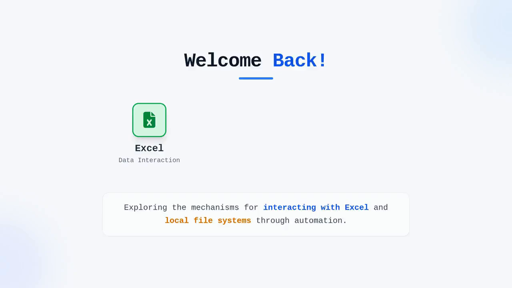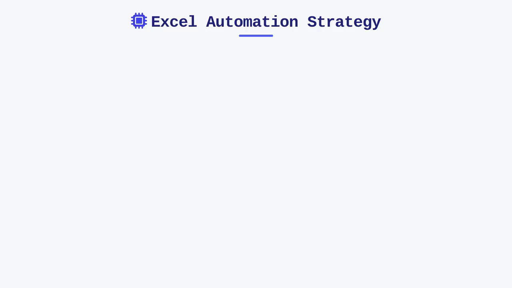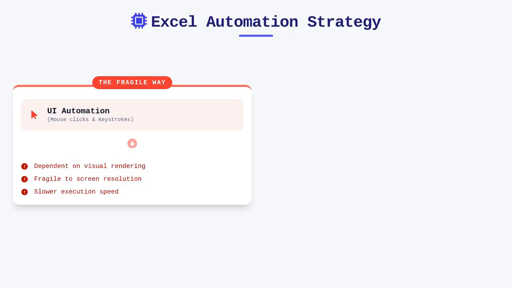Welcome back. In this lecture, we will explore the mechanisms for interacting with Excel and the local file system through Power Automate Desktop. When we automate administrative tasks, we often encounter the temptation to treat Excel as if it were a human user. This leads to the implementation of UI automation, where the robot captures mouse clicks, keystrokes, and window focuses to manipulate spreadsheets. While this approach is intuitive, it is inherently fragile and slow because it relies on the visual rendering of the application.